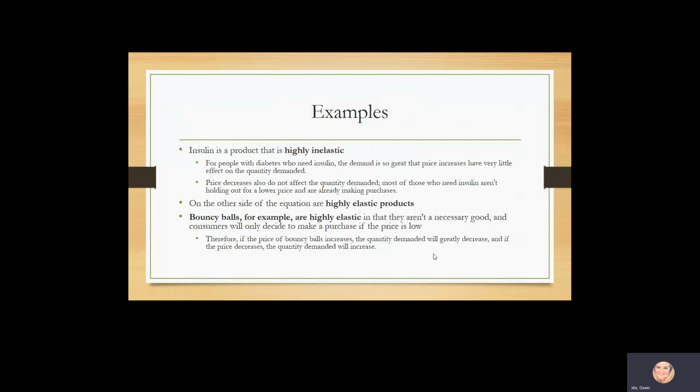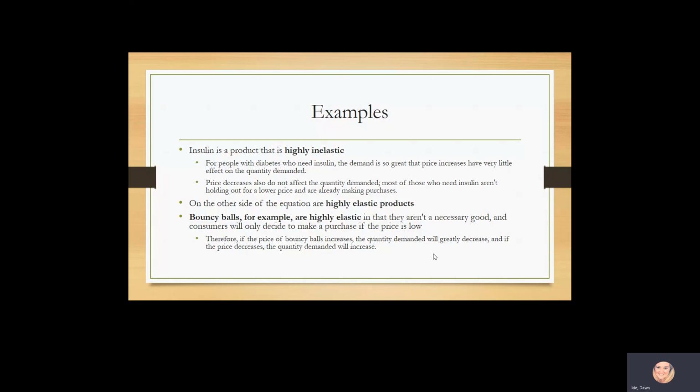So, if you need insulin because you have diabetes, even if the price goes up, you're going to need the same amount. And even if the price goes down, you're going to take the same amount because that's the amount you're supposed to take. On the other side of the equation are highly elastic products. So they give the example of bouncy balls online all the time. So bouncy balls, they're highly elastic.